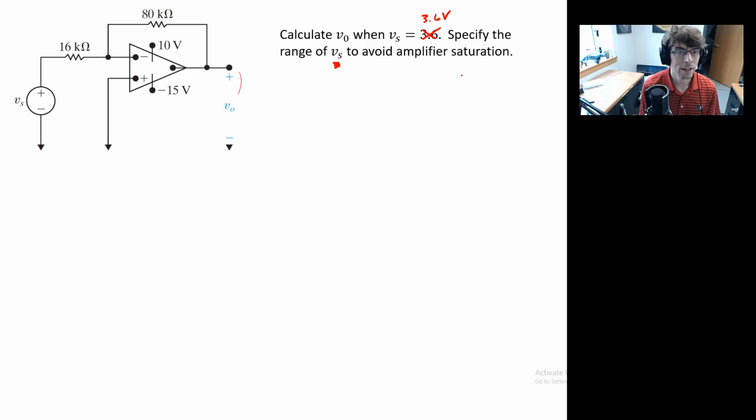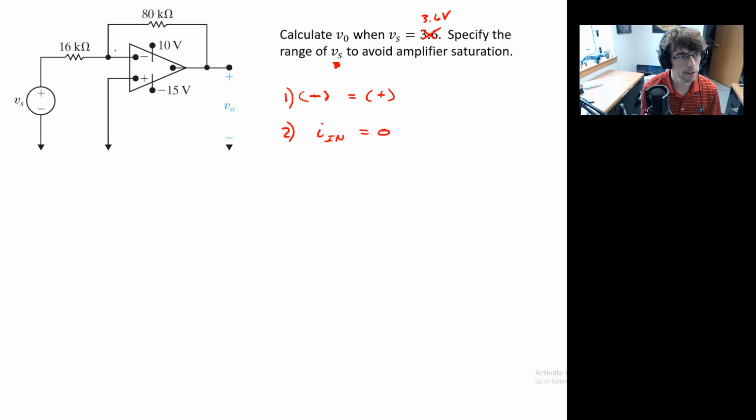Good, good, good. And let's not forget our two golden rules. Those will always help us here. So number one is that the negative input, the inverting input, will equal the non-inverting input in terms of potentials. And number two, I into the op amp is 0. Okay. So let's remember those two.